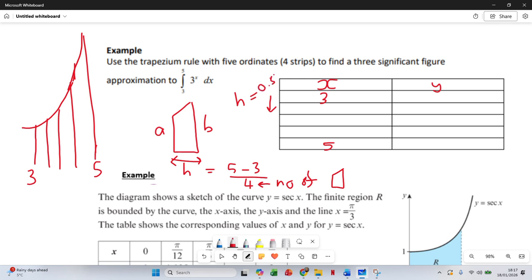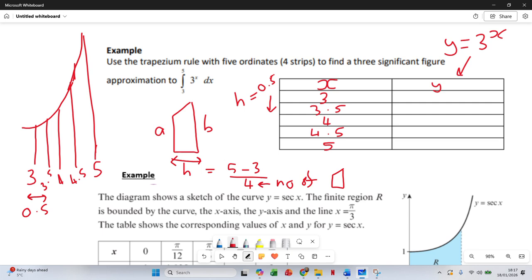So that tells us the intervals that we need to calculate. So we're going to need 3.5, 4, and 4.5 there. So this would be 3.5, this would be at 4, and this would be at 4.5 there. And you can see that the height between all of them is a half, which is what we wanted. So then all you are doing for this is substituting those values into y is equal to 3 to the power of x.